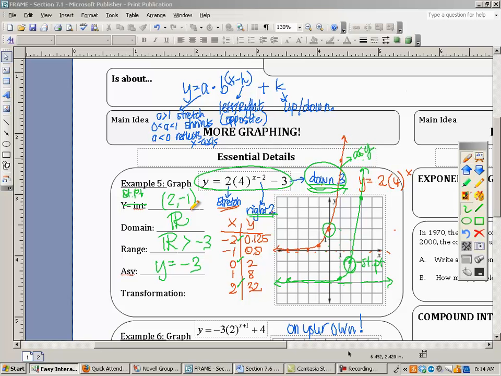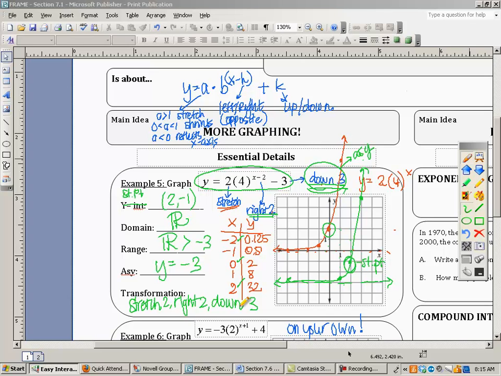And what it says to me is, did you understand the original y-intercept and then how to move it? Now what transformations did we have? We said a stretch of 2, right 2, and down 3.